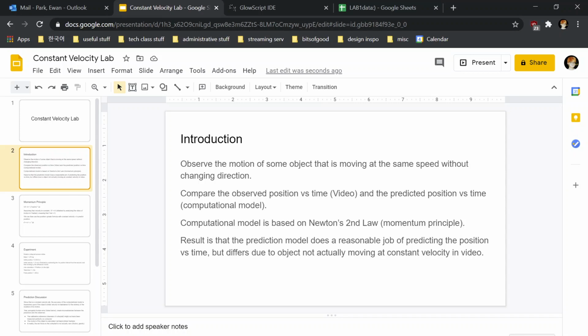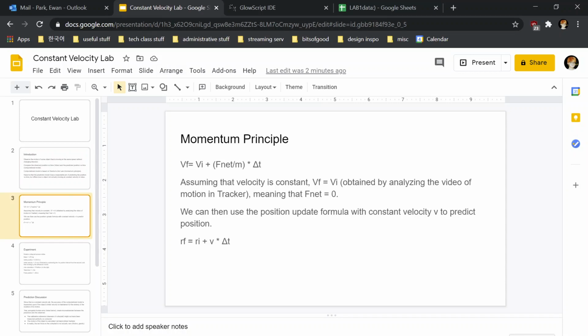The end result was that the prediction model does a pretty reasonable job predicting the ultimate position versus time, but there are differences due to the object not actually moving at constant velocity and some other differences due to human error.